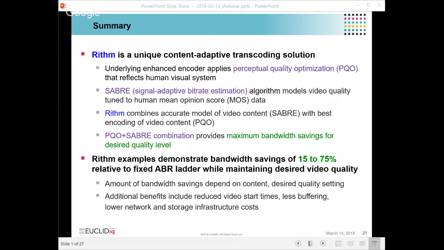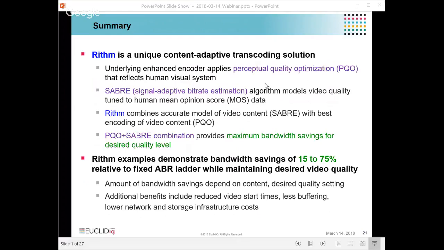In summary, Rithm is EuclidIQ's unique content adaptive transcoding solution. It contains two essential components, an enhanced encoder and a content adaptive algorithm. Rithm's underlying enhanced encoder applies perceptual quality optimization, or PQO, that reflects the human visual system to produce the best video quality at any given bit rate.